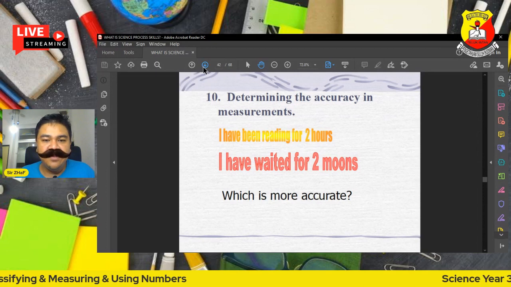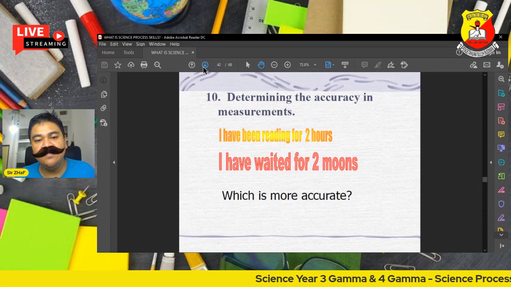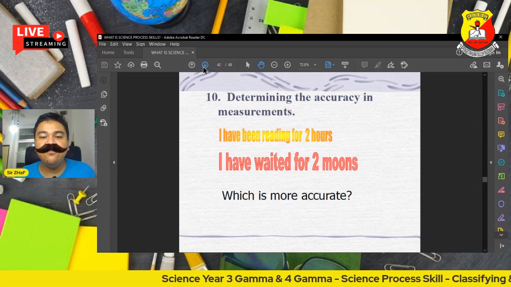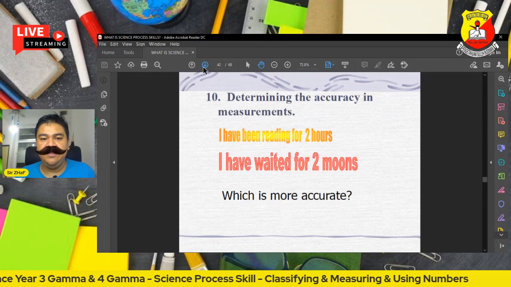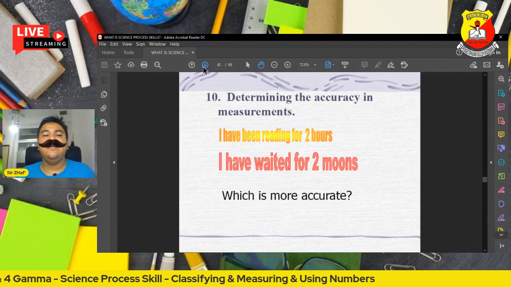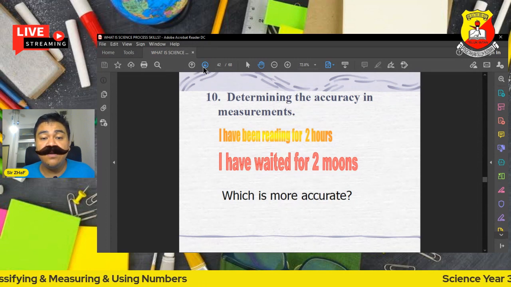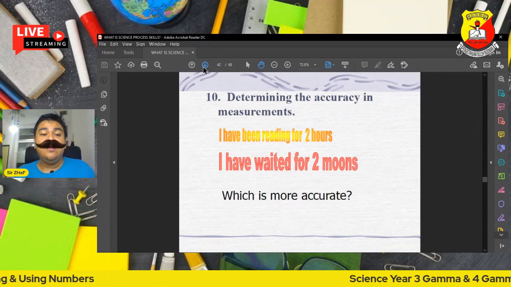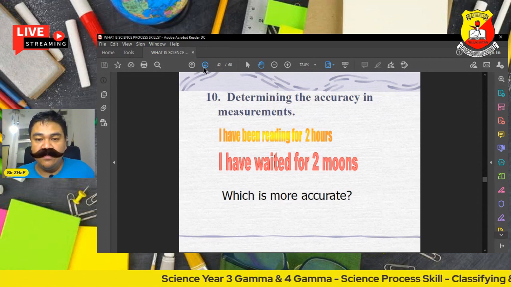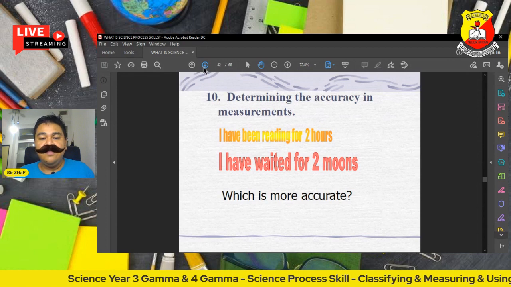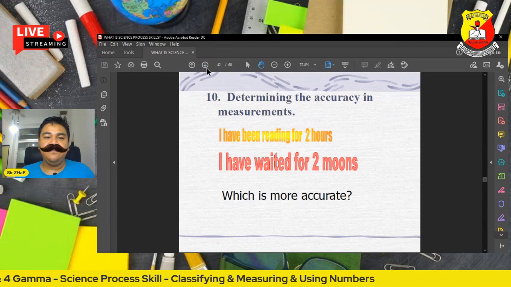I have been reading for 2 hours. I have waited for 2 months. Which one is more accurate? Okay, the answer is the first one, I have been reading for 2 hours. Actually, the unit that has been used for I have waited for 2 months is wrong. Okay. Next.